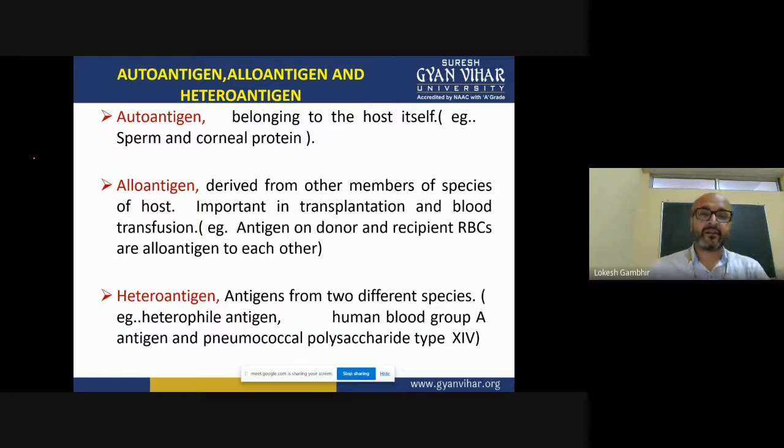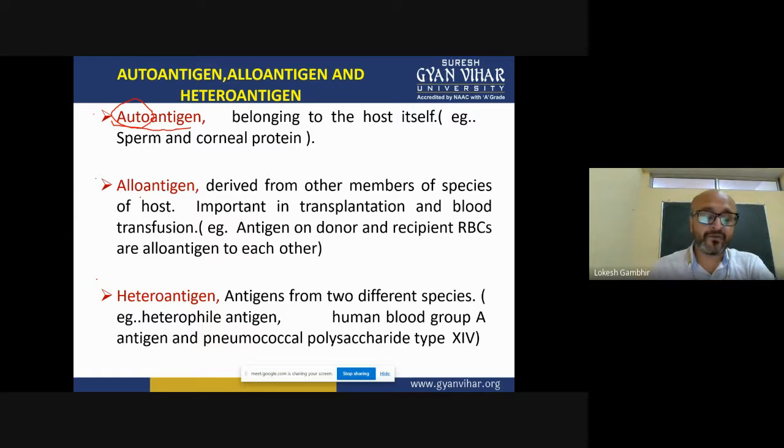Then antigens are categorized into three different aspects. First is autoantigen, then alloantigen, and then heteroantigen. What is autoantigen? Autoantigen is self-antigen, which belongs to the host itself. Then we have alloantigen, which is derived from the external environment, from other members of the species. You can say alloantigen is mostly talked about in terms of transplantation or blood transfusion, where we are talking about the same species, but different individuals. So if an antigen is acquired from another individual, that is called alloantigen.